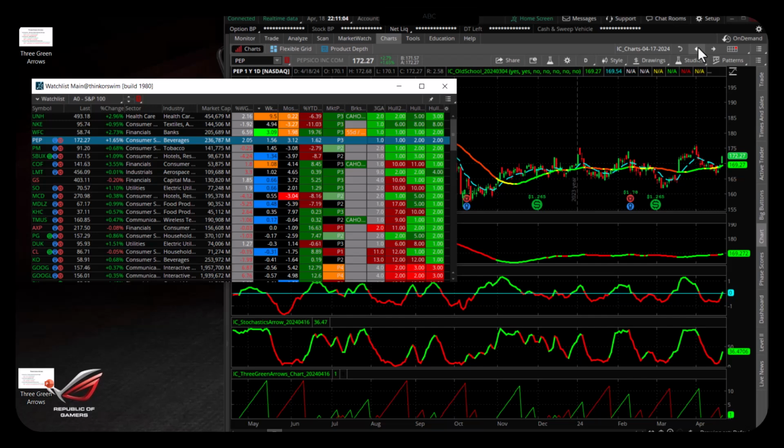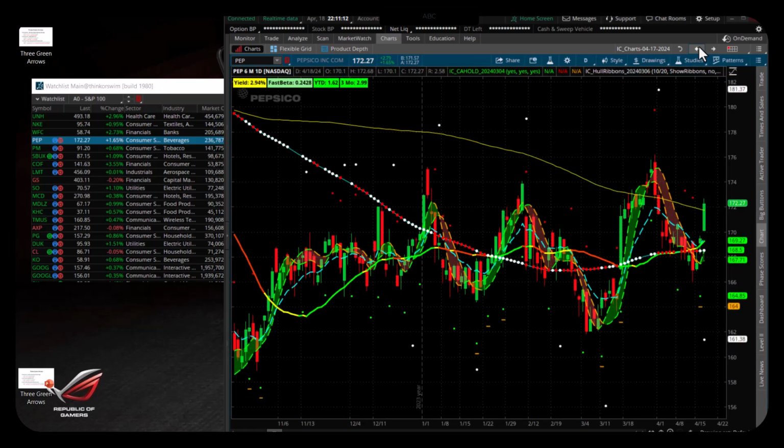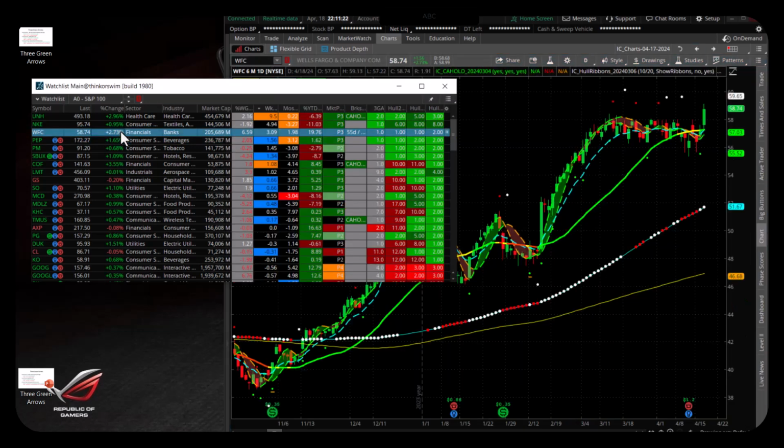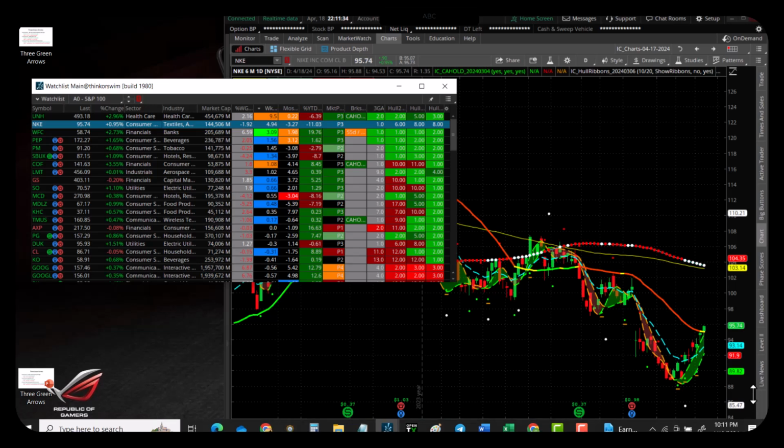If we zing back over to our 6-month chart, you can see that Pepsi took a shot up in the last couple days, and then Wells Fargo has done the same, and Nike's done the same, or is in the process. It's in the process of breaking out.